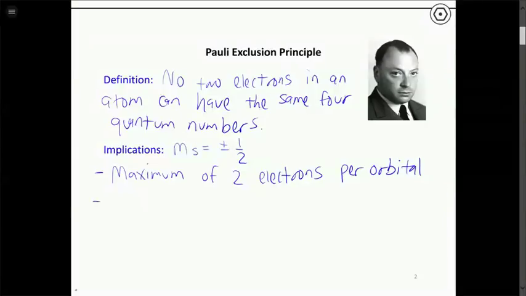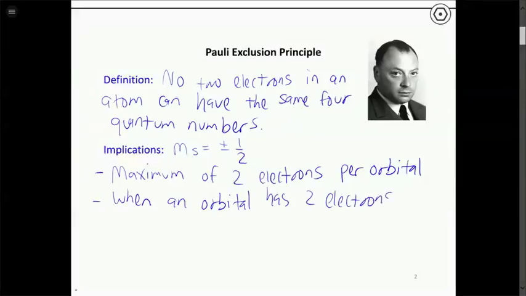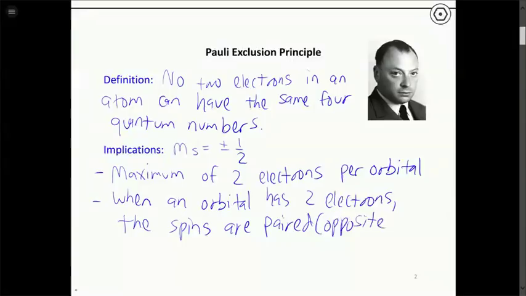As we'll see later today, you don't always have 2 electrons in an orbital, but you can have at most 2, and when they do, there's something important about that fourth quantum number as well. That means the spins are what we call paired. They have to be opposite. It's kind of weird terminology, paired spins meaning that they're opposite in direction, but that's the chemical terminology we use.